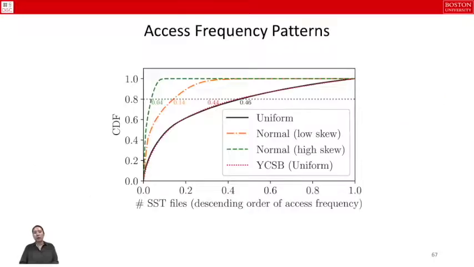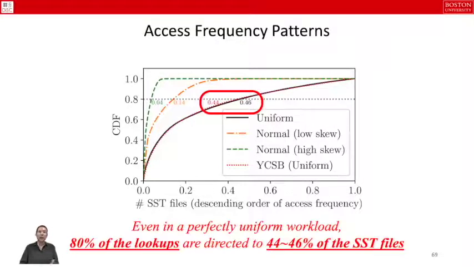This figure shows the access frequency of SST files during lookups. Even in perfectly uniform workloads, 80% of the lookups are directed to only about 45% of the SST files. If your workload is skewed, even fewer SST files are accessed. We have larger files. The size of the Bloom filter per SST file also increases.